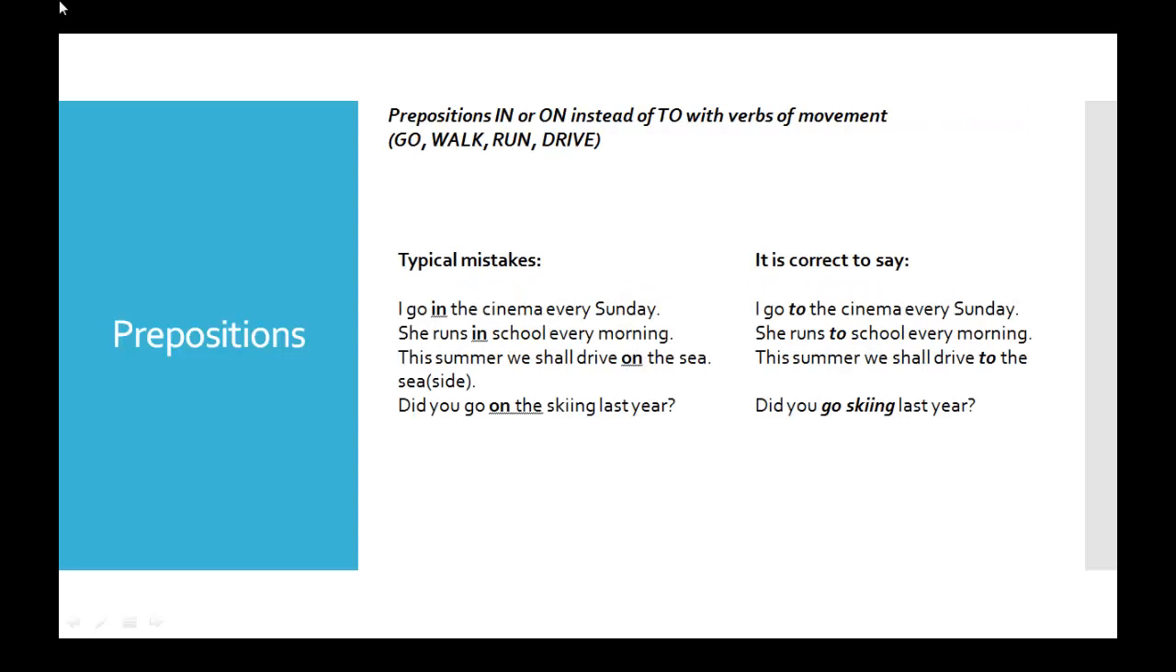Here are some typical mistakes made in the use of prepositions with the verbs of movement. Instead of saying I go in the cinema, we should say I go to the cinema every Sunday. It would be incorrect to say she runs in school every morning, but instead we should say she runs to school every morning. Instead of saying this summer we shall drive on the seaside, we should say this summer we shall drive to the seaside. It would be incorrect to say did you go on the skiing last year? Instead of that we should say did you go skiing last year?